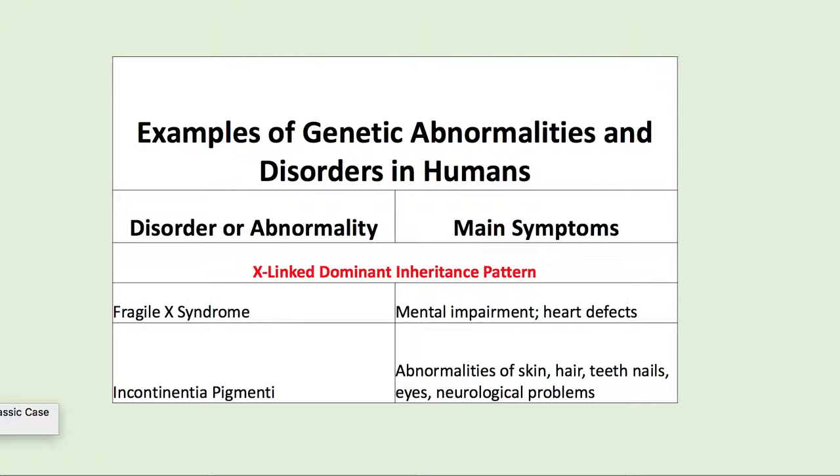So I hope that was a helpful introduction to how diseases run in families and the inheritance patterns: autosomal dominant, autosomal recessive, X-linked dominant, and X-linked recessive.